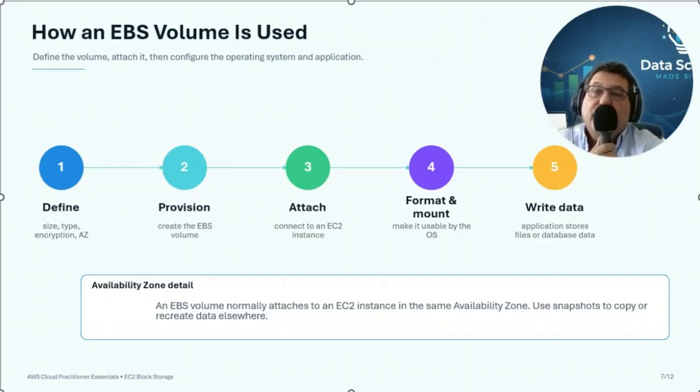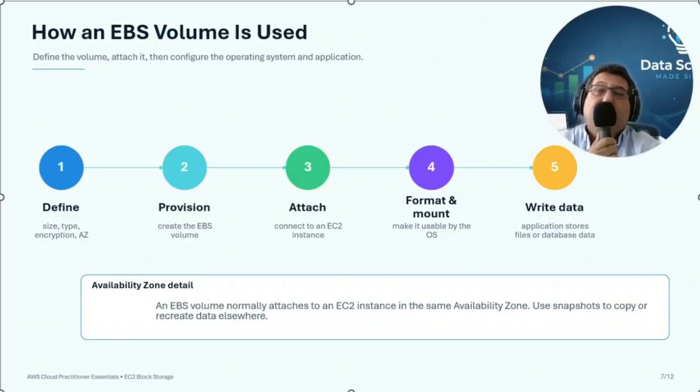Step 4, format and mount. A new block storage volume is not automatically ready to hold files. The operating system may need to create a file system such as ext4, XFS, or NTFS. The volume is then mounted at a location such as /data or assigned a Windows drive letter. Step 5, write application data. Finally, the application is configured to store its information on the mounted volume. This might include database files, transaction logs, uploaded documents, application data, and operating system files.